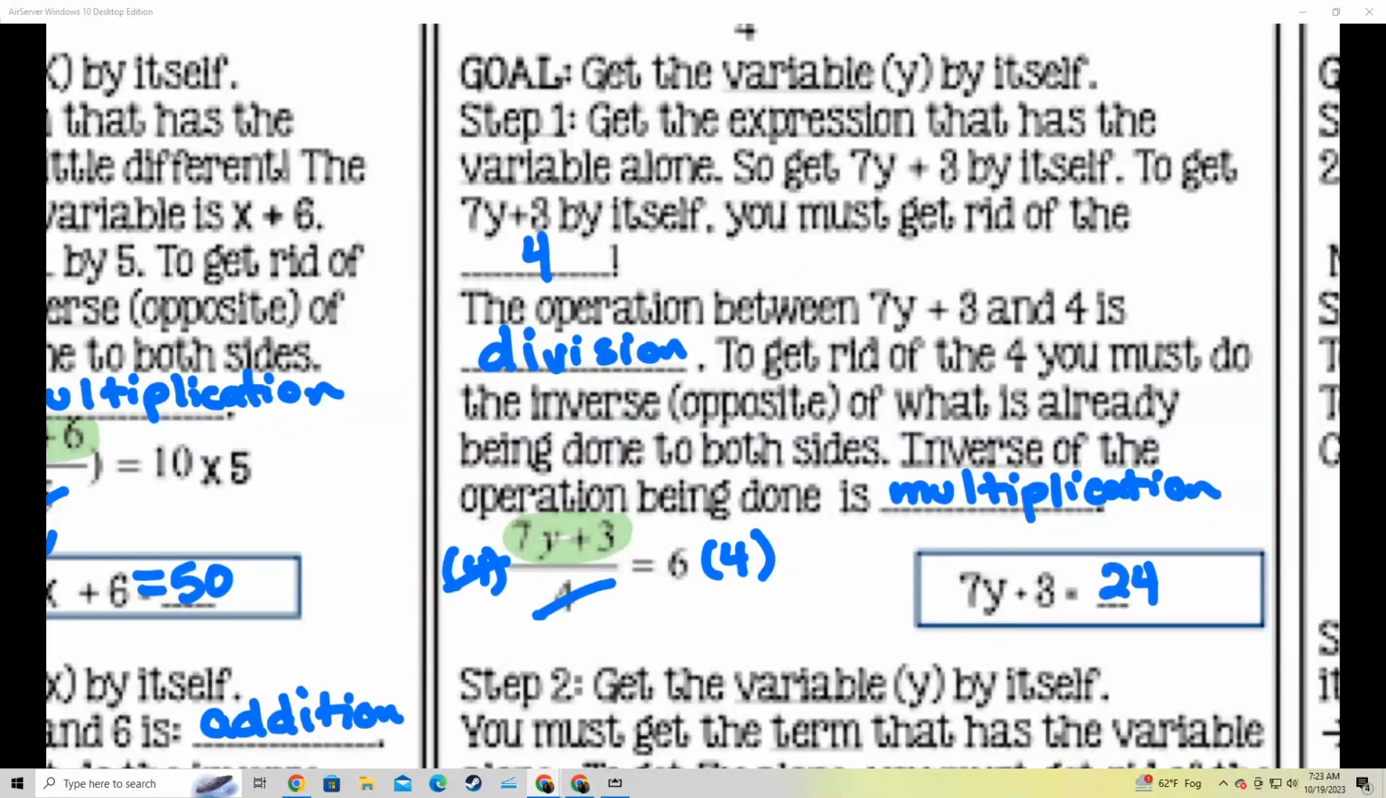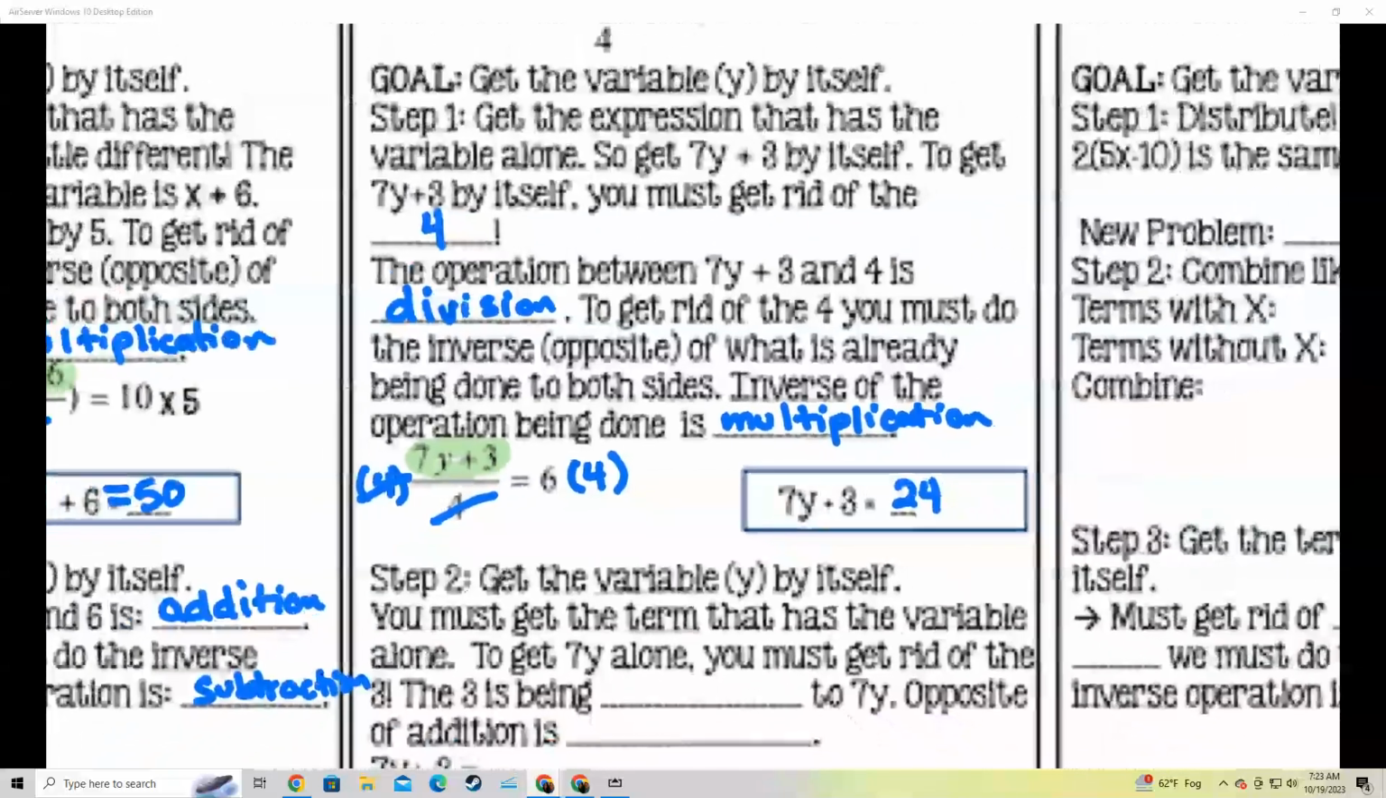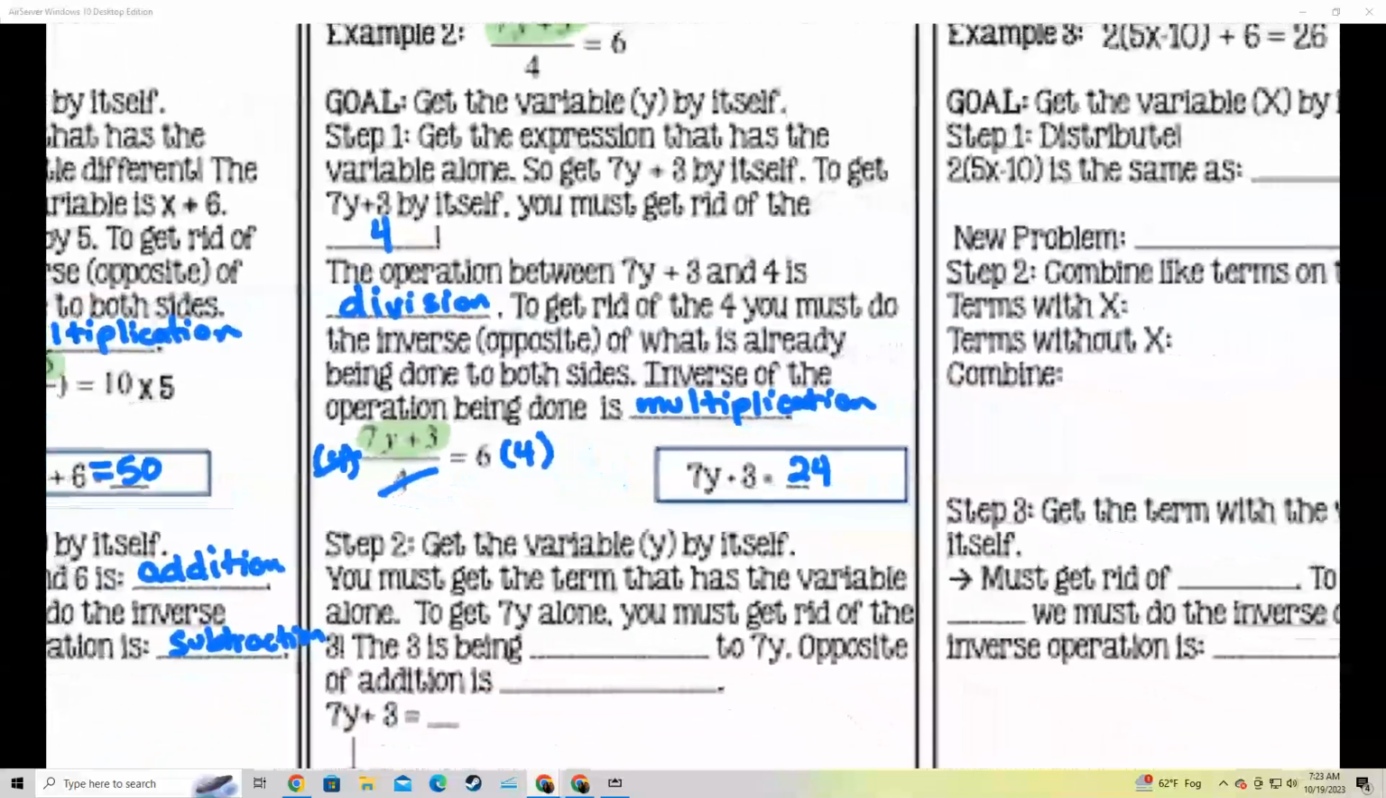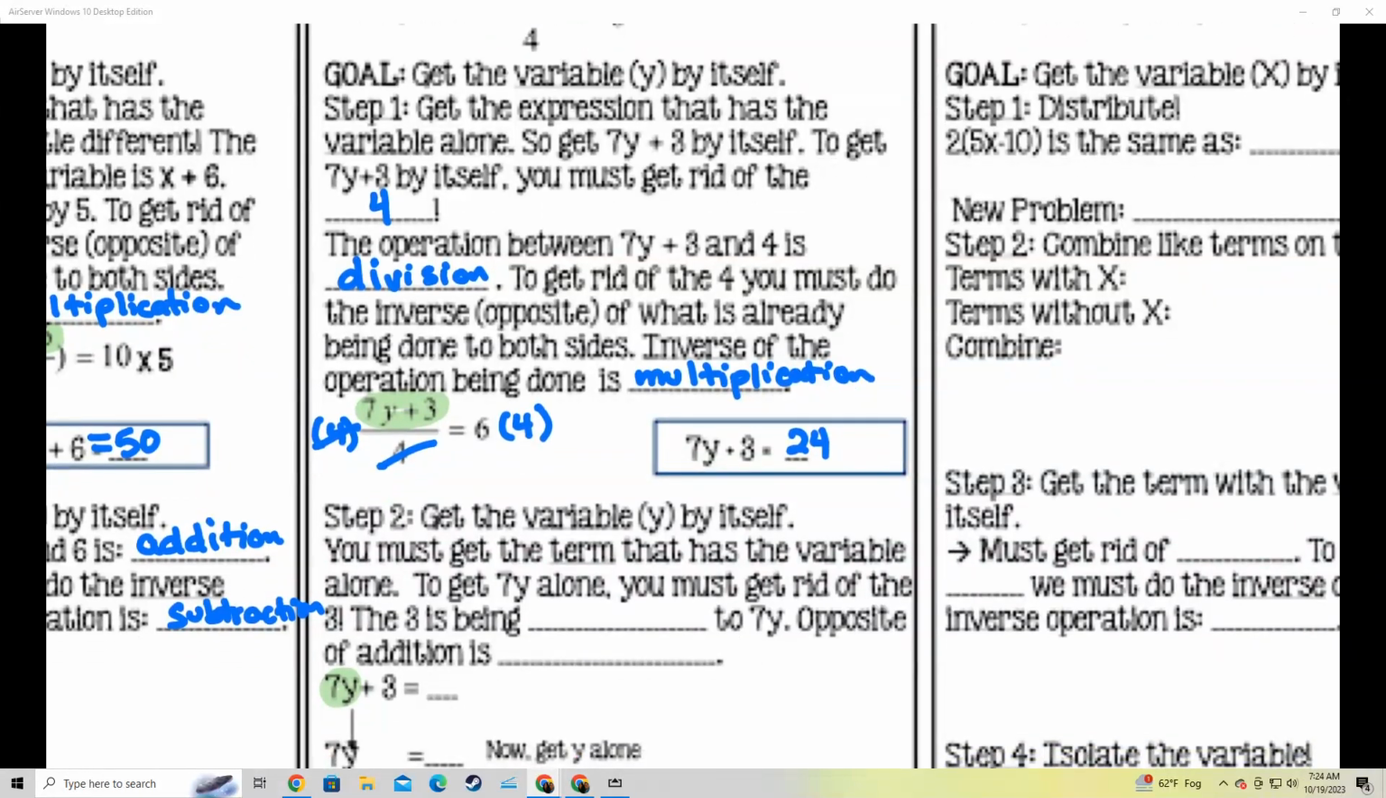Now, if you look at this problem, it looks like a two-step equation, which we were doing earlier. I want to get the variable y by itself. In order for me to do this, I must get the term that has the variable y alone. That is to say, I need to get the 7y by itself. You must get rid of the 3. The 3 is being added to the 7y. The opposite of addition is subtraction.